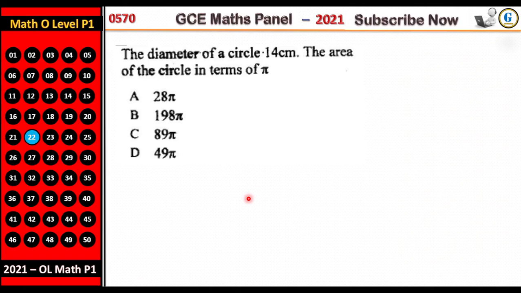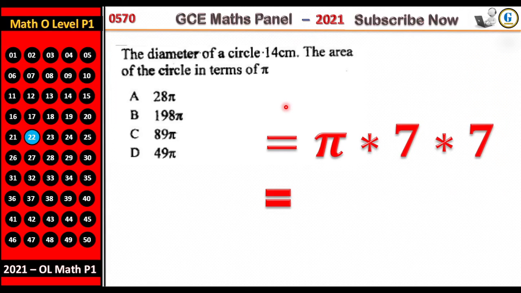22. The diameter of a circle is 14 centimeters. The area of the circle in terms of pi is. Area of a circle is pi radius squared. Now the diameter is 14, then the radius is 7. 7 times 7 is 49. 49 times pi, 49 pi. So the area of a circle is pi radius squared, which is 49 pi. Or you can take pi times diameter squared on 4, and that will give us the same result. But if you are not sure of the second formula, first of all get the radius and then multiply by pi. So we have 49 pi square centimeters. D.